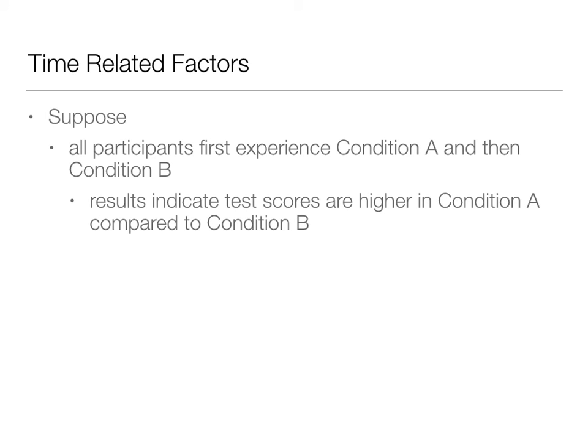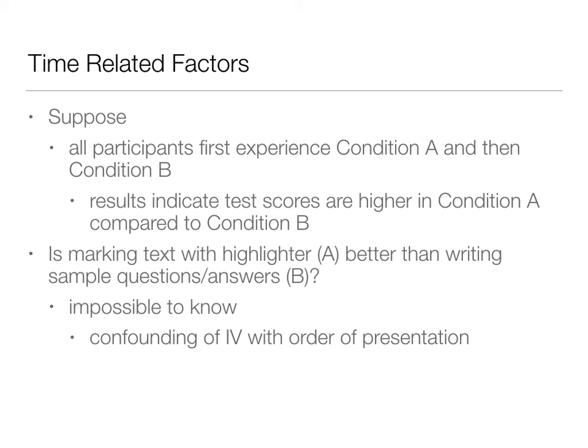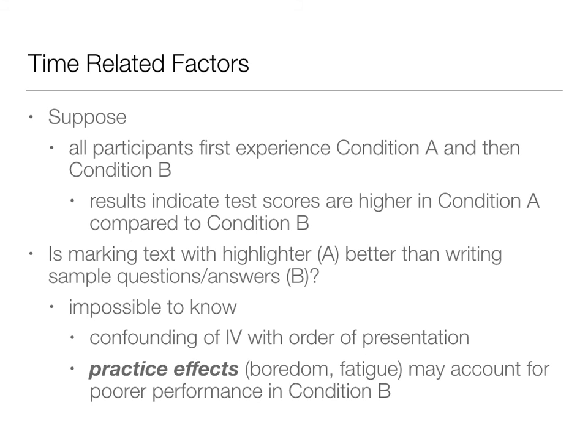Results indicate that people did better in A than B. Can we say with internal validity, without any alternative explanations, that marking the text with the highlighter was better than writing sample questions? It's really impossible to know because we've confounded it with the order of presentation. We've allowed something else to vary with our independent variable. This was affected by practice effects.